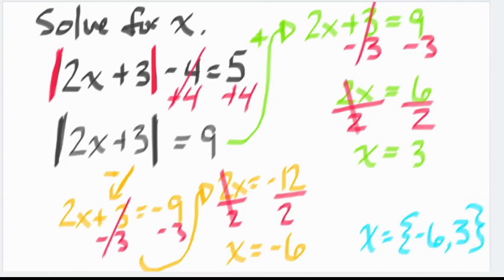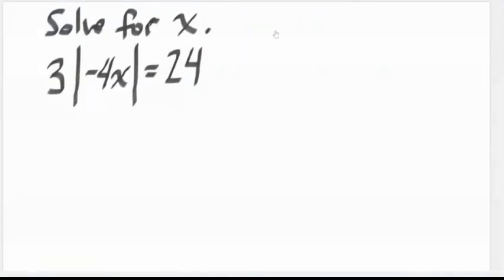So that one, just a little review there. We had to get rid of that -4, so that we could then do the split move. You can't do the split move until you've isolated the absolute value. That's very important to remember.